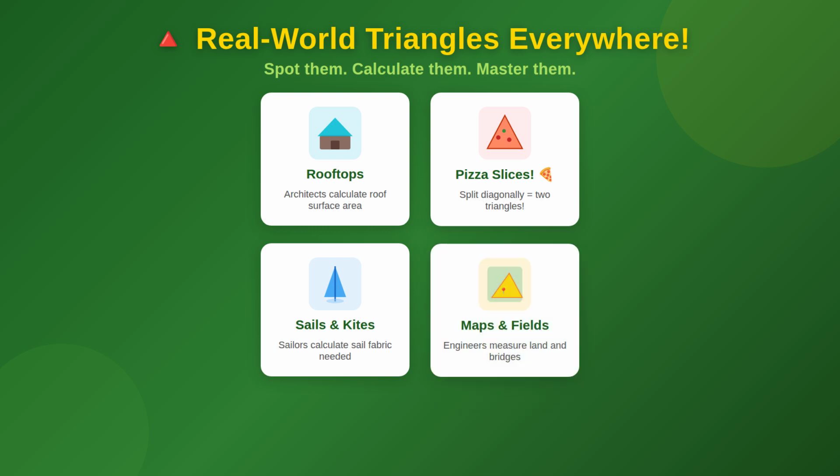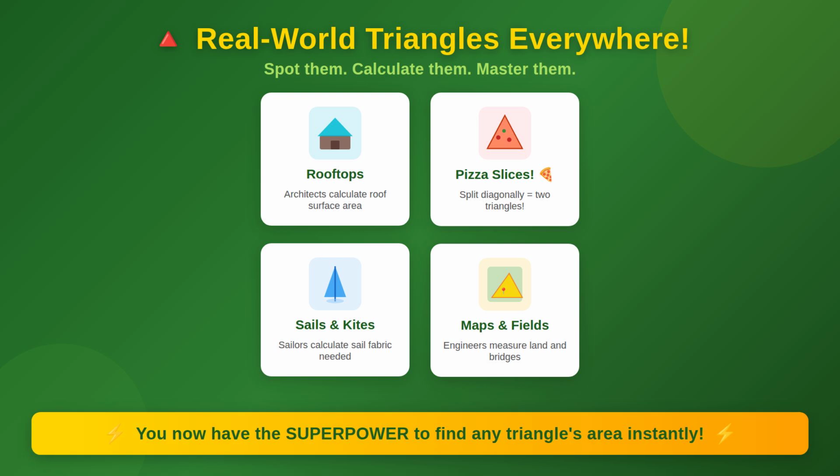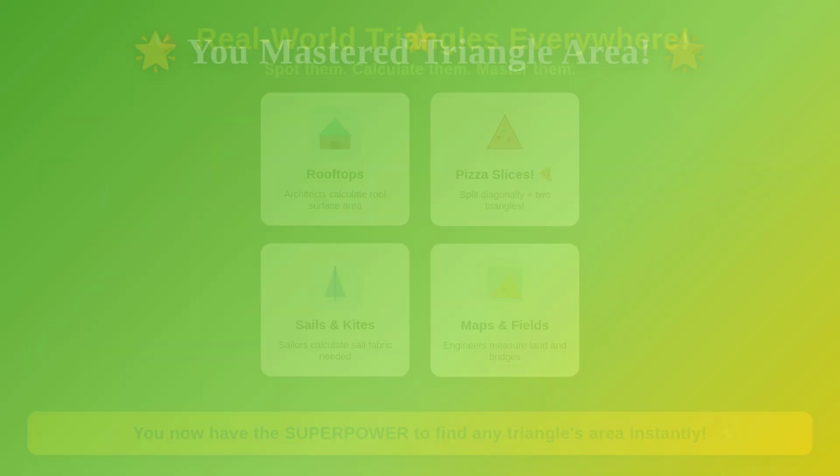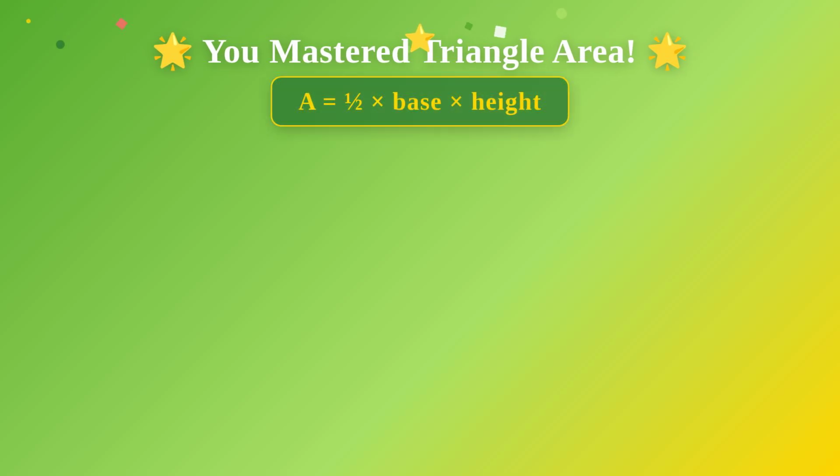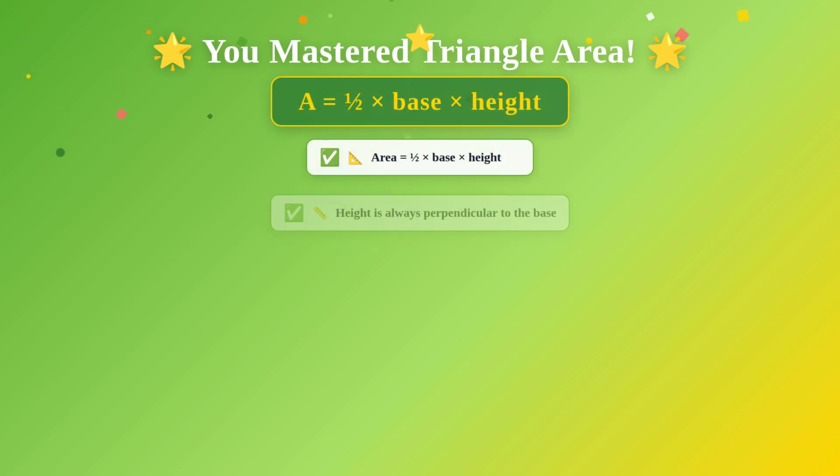Now that you've got the formula down, you'll start spotting triangles everywhere. Architects use triangle area to calculate roof surfaces. Sailors need it for sail fabric. Engineers use it for ramps and bridges. Even when you split a square pizza diagonally, you're creating 2 triangles, and you could calculate exactly how much pizza you're getting. Triangles show up in nature, art, construction, and sports. Every time you see one, you now have the superpower to find its area instantly. That's real math in the real world.